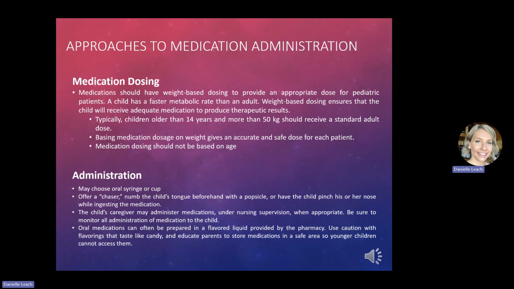For school-age children, we can let them choose how they want to take a liquid medication. So there are oral syringes, there are oral spoons, or also the little medication cups. So we can let them choose whichever they would like. We can offer something for them to chase it down with. So a certain drink, we can give them a popsicle before to help sort of numb their taste buds, have them pinch their nose while ingesting the medication, or if they do anything normally at home, as long as it's safe, we can let them do that as well.